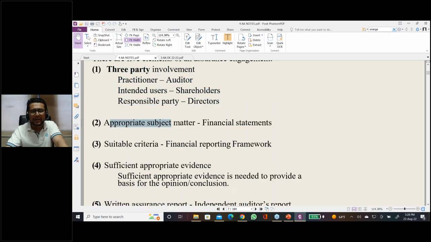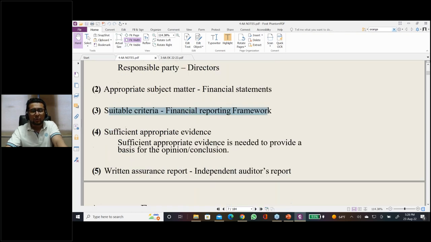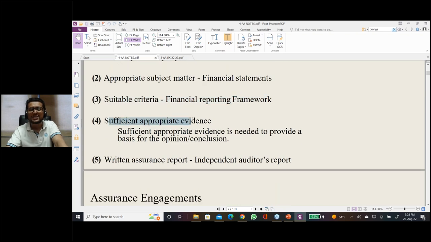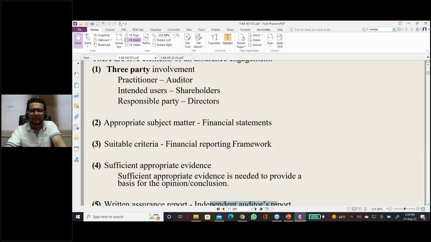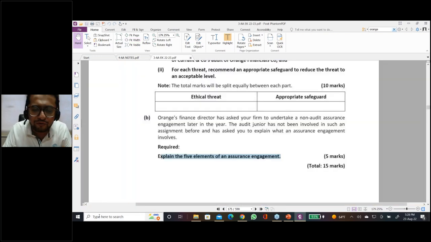There has to be an appropriate subject matter in order to execute the audit, that is the financial statements. There has to be suitable criteria, which is the financial reporting framework, such as IFRS. The auditor needs to obtain sufficient appropriate evidence. And last but not the least, at the end of the audit, there has to be a written assurance report, and we call it the independent auditor's report. So if you know all that, you can score 5 out of 5.